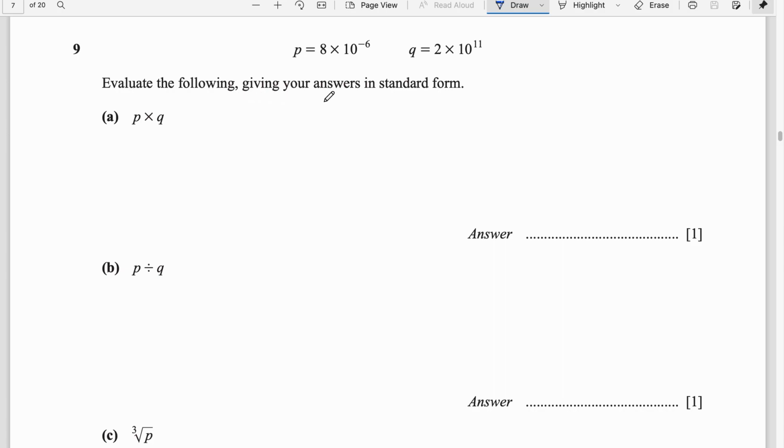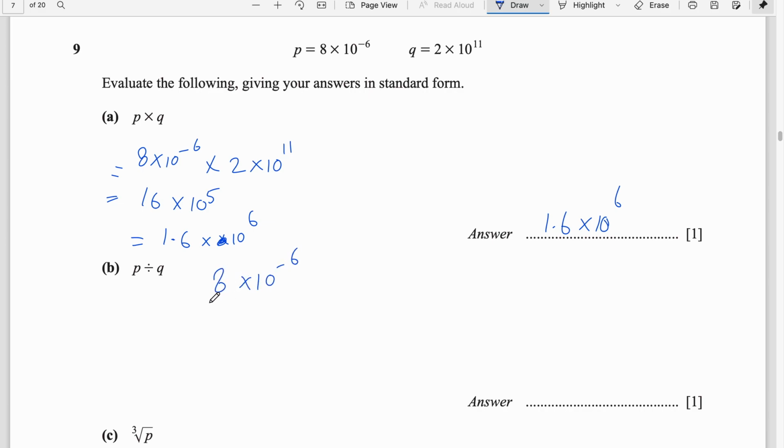Evaluate the following, giving your answers in standard form. So this is P, 8 into 10 raised to power minus 6, multiplied with 2 into 10 raised to power 11. 8 2 times is 16. Base is same, powers add. 11 minus 6 is 5. Convert it into standard form and power becomes 6. 1.6 times 10 raised to power 6.